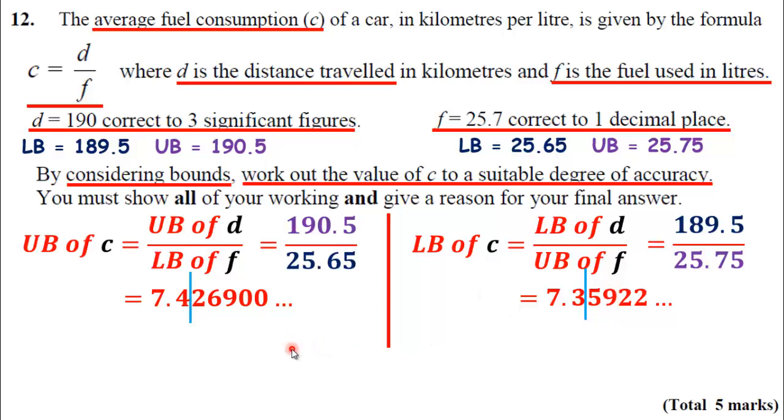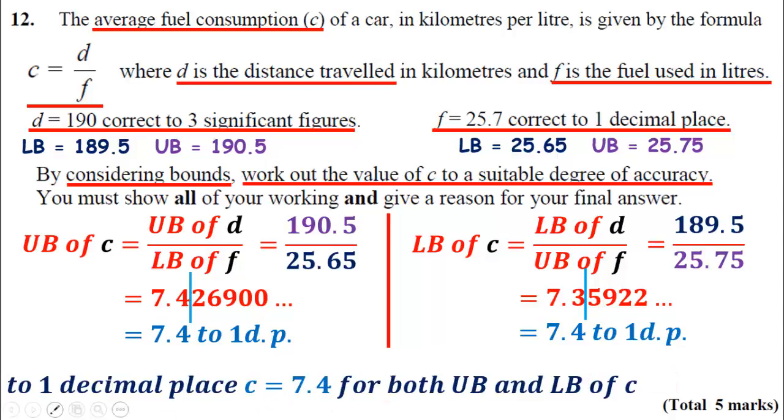So to 1 decimal place it is. 1 decimal place, that's 7.4. And to 1 decimal place, this one here is also 7.4. So to a degree of accuracy of 1 decimal place, C is 7.4 for both the upper bound and lower bound. And that's my answer.